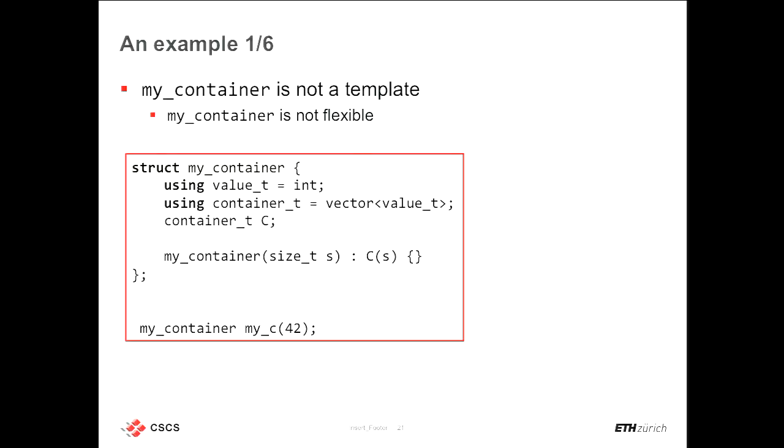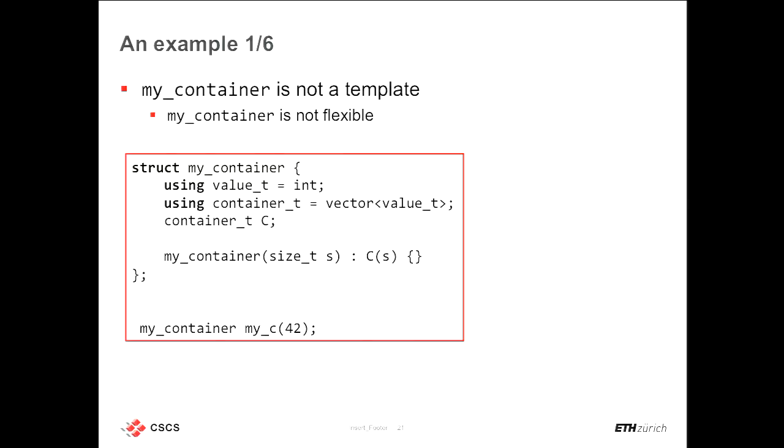Now, let's say that I have a class, which is my container. It has a value type of integer, and the container type is vector of that value type, and I instantiate the container C as a data member, and my container as a constructor would take size and CS. Is this code clear to everybody? I assume it is. If it's not, please raise your hand. I can explain what that is. So when I instantiate my container with 42, I call this constructor, and I instantiate my container, my vector, of size 42.